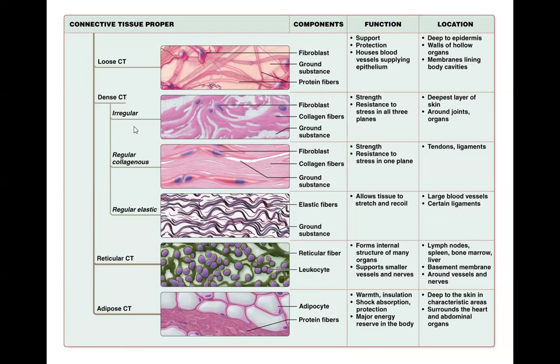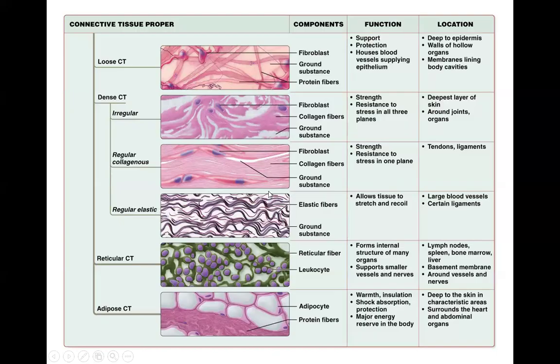But the dense connective tissue is divided into three parts. There is irregular dense connective tissue, there is regular collagenous dense connective tissue, and there is regular elastic dense connective tissue. So the fibroblasts, the collagen fibers, and the ground substance, this is an example of irregular tissue. The regular collagenous tissue is the fibroblast, the collagen fibers, and the ground substance. And the regular elastic is found in your aorta. It's made up of elastic fibers. From the name, regular elastic.